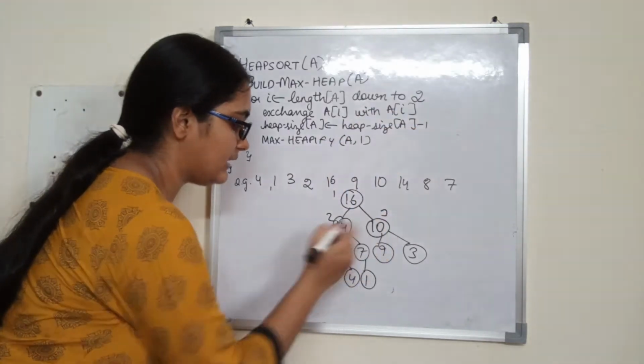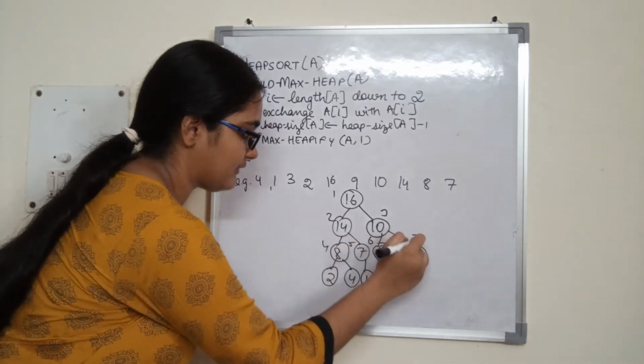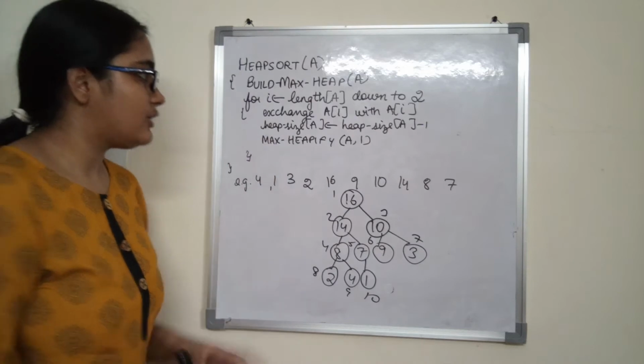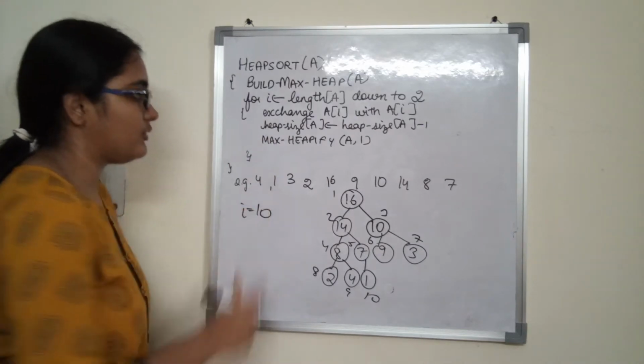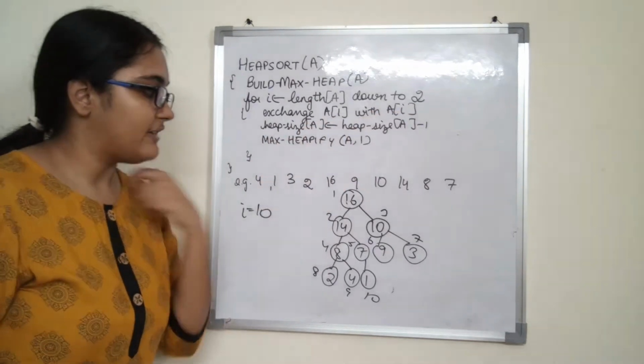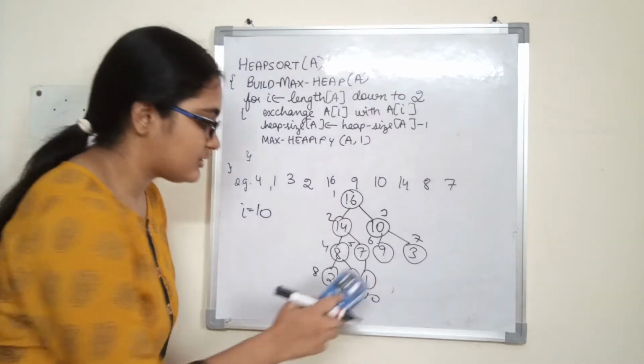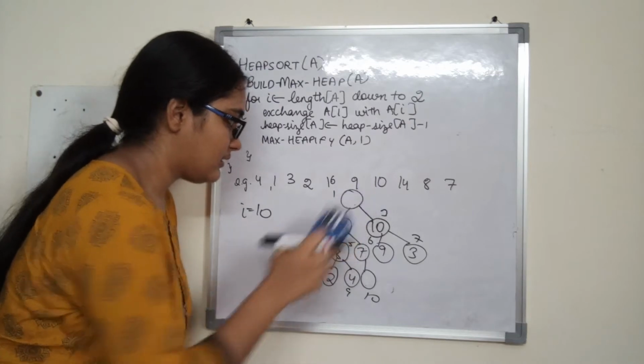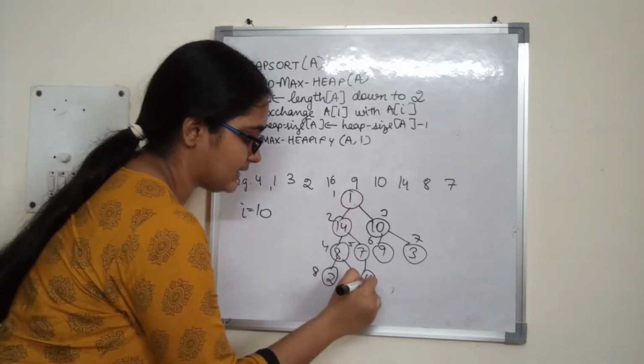1, 2, 3, 4, 5, 6, 7, 8. What it is saying? I is equal to 10. Initially I is equal to 10. Exchange A of 1 with A of I. That is 16 and 1 needs to be exchanged. So 1 comes here, 16 comes here.